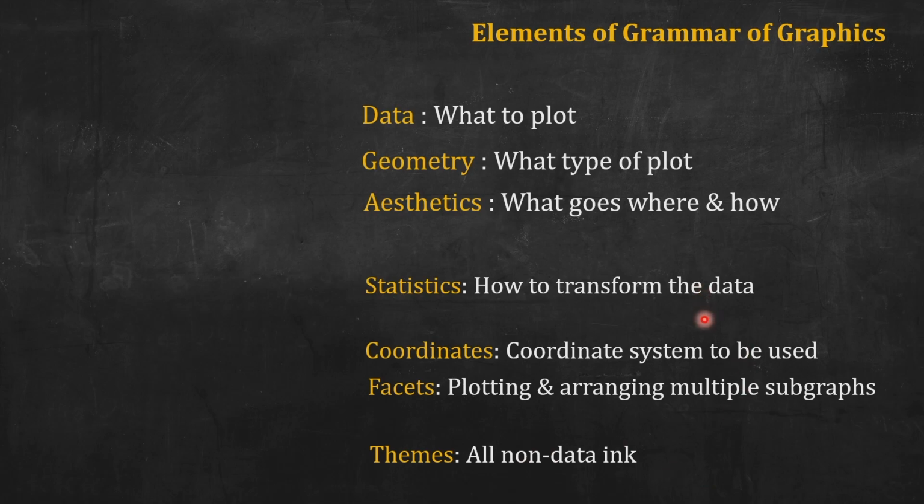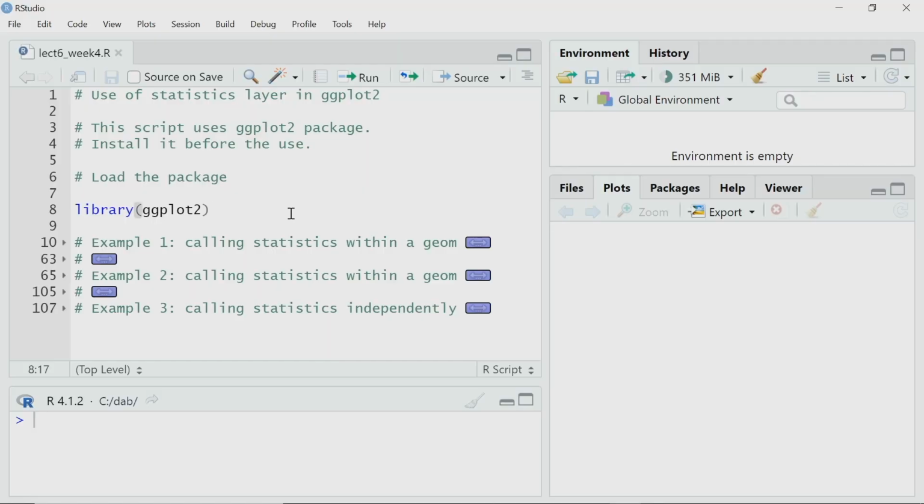Now, in the last lecture, we discussed in detail how to use data, geometry and aesthetic and stitch them together to create a plot. And today, I will discuss the fourth most important thing, the statistics. So, let us get into R code and learn about it. So, I will use ggplot2. I have already installed that on my machine. Now, let me load that using the library function.